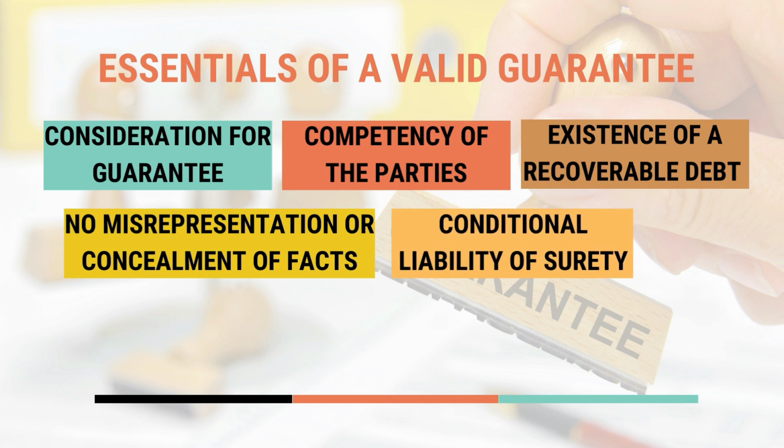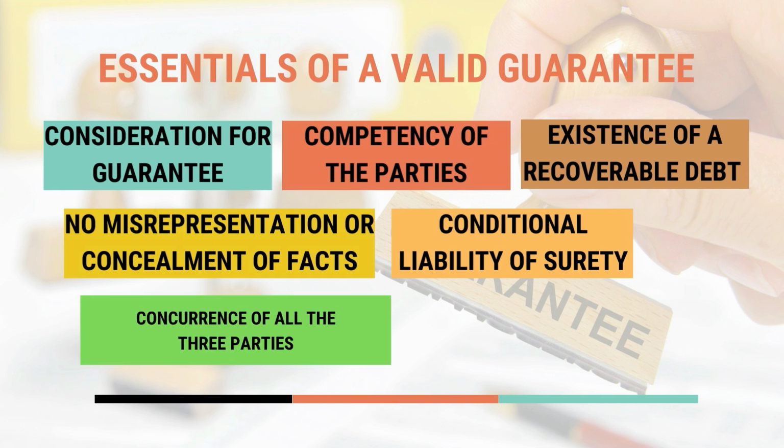Next, conditional liability of surety. Yes, it is very, very right. Surety is not responsible at a prima facie. The primary liability is of debtor only. In case debtor defaults, debtor does not make the payment, then the liability of surety starts, exists or matures.